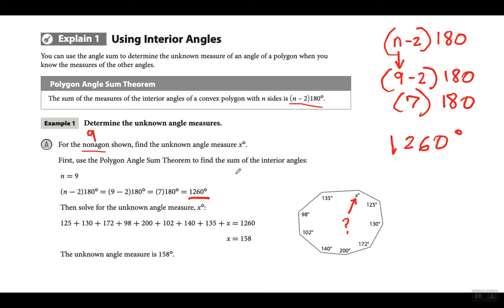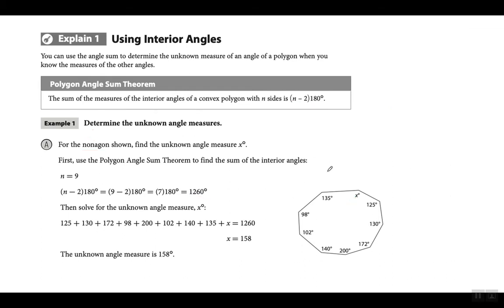Alright, now for the next part of the question. Look at what they wrote here. When you add up all of these angles, including the x, which is right here, they've got to equal 1260. So when you add up all these numbers and subtract from 1260, that gives you the answer, which is x equals 158 degrees.